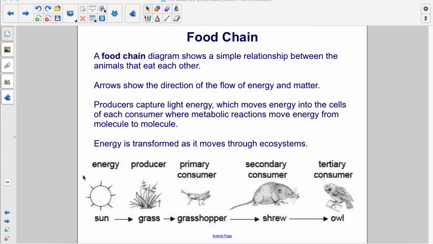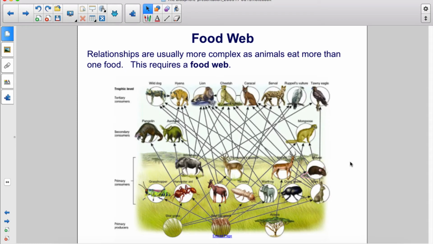A food chain diagram shows a simple relationship between the animals that eat each other. Arrows show the direction of the flow of energy and matter. Producers capture light energy, which moves energy into the cells of each consumer, where metabolic reactions move energy from molecule to molecule. Energy is transformed as it moves through ecosystems. Relationships are usually more complex as animals eat more than one food. This requires a food web.